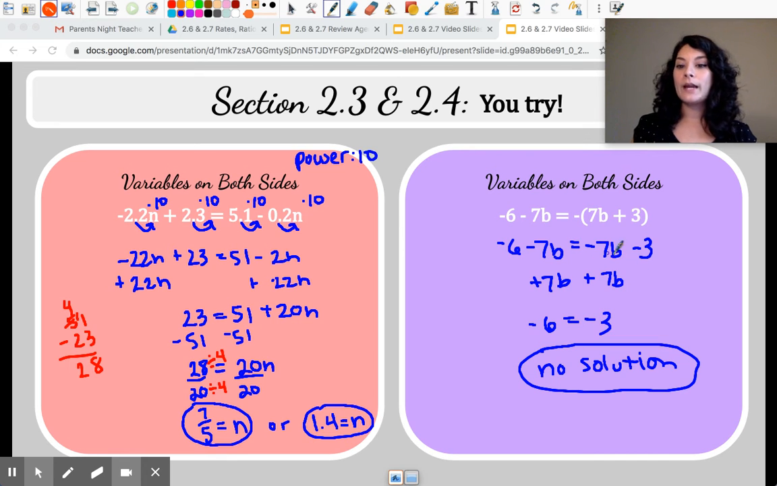The one that's on the right, I distribute. I go to get my variables on the same side. They ended up both canceling, and I got a false statement, so my final answer has to be no solution.